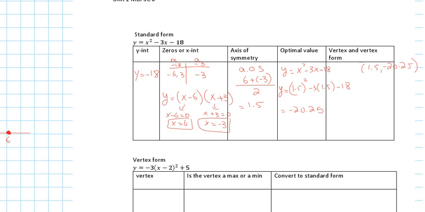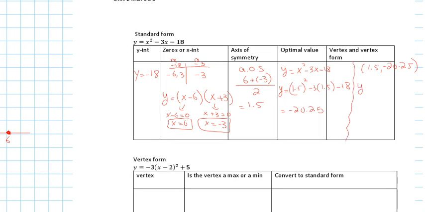I need to write it in vertex form, and the vertex form is y equals a(x minus h) squared plus k. So what's the a value? 1. So I don't have to write it. (x minus 1.5) squared, subtract 8.25.